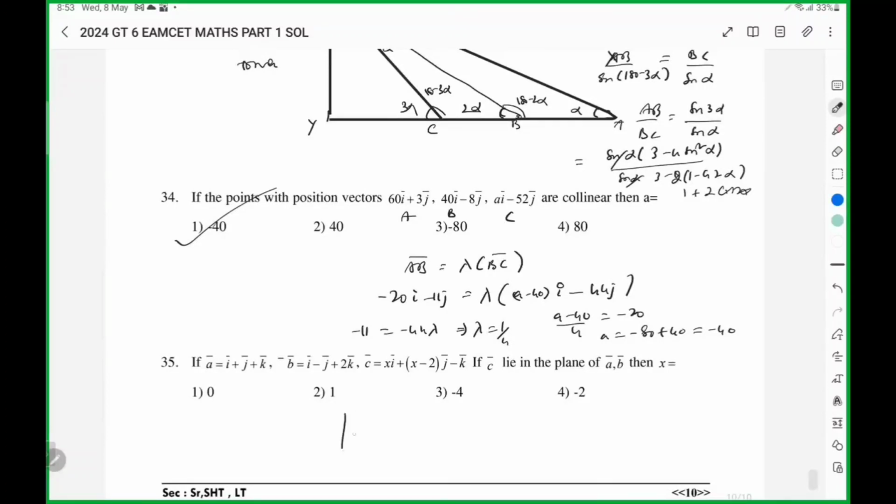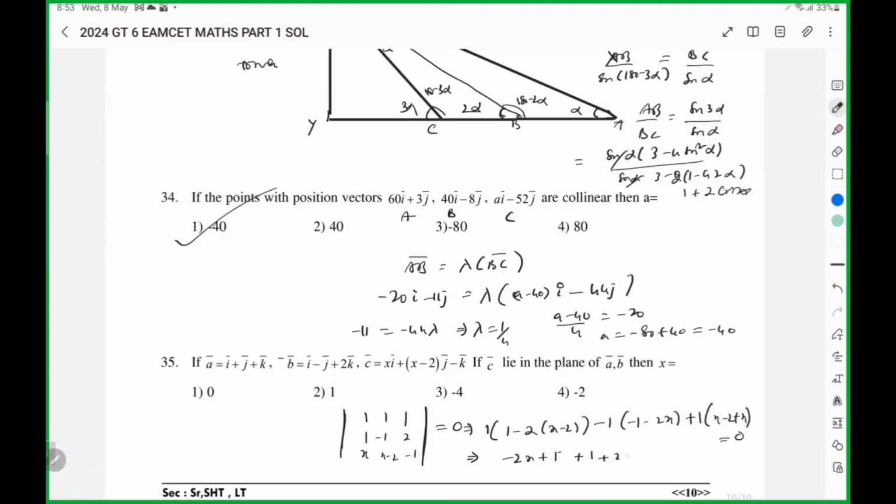Lie in a plane means determinant 1, 1, 1, 1, minus 1, 2, x, minus 2, minus 1 is 0. Yeah, 1 into 1 minus 2 times x minus 2, minus 1 into minus 1 minus 2x, plus 1 into x minus 2 plus x is 0. So which implies minus 2x plus 5 plus 1 plus 2x plus 2x minus 2 is 0. 2x minus 2 plus 2 is 0. X is 0.